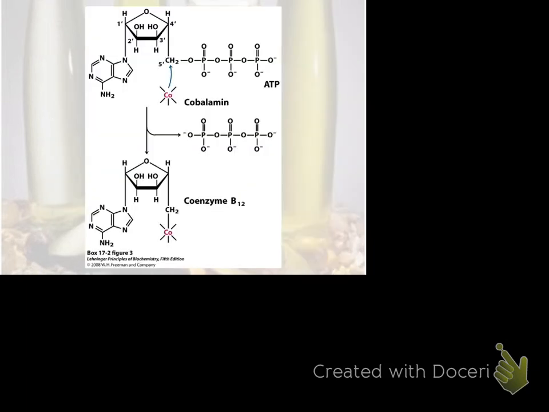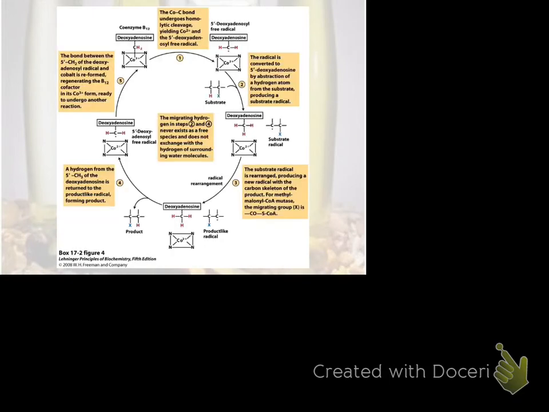This is what happens. So cobalamin attacks ATP, kicks off the triphosphate, which can then be broken down to get even more energy from it. And that's when you get your coenzyme B12. So it's a cobalamin group with the corrin ring. It has the attached DA on it. And then you get this cycle.